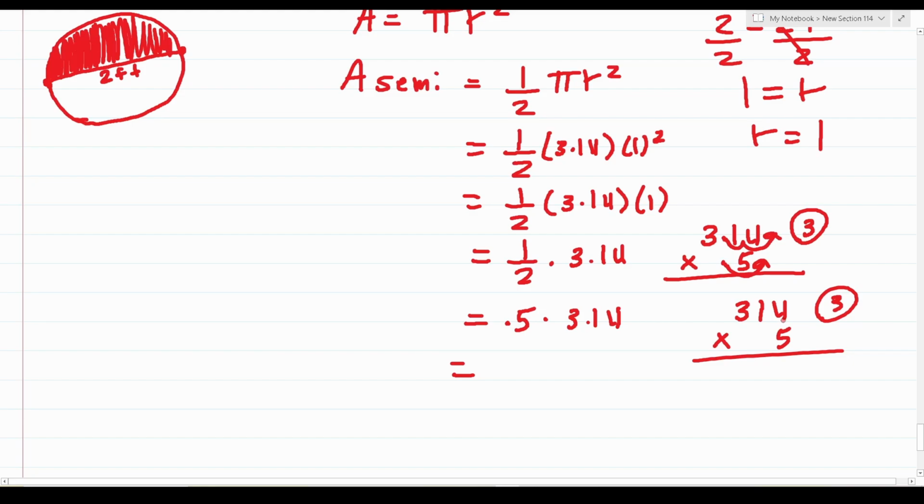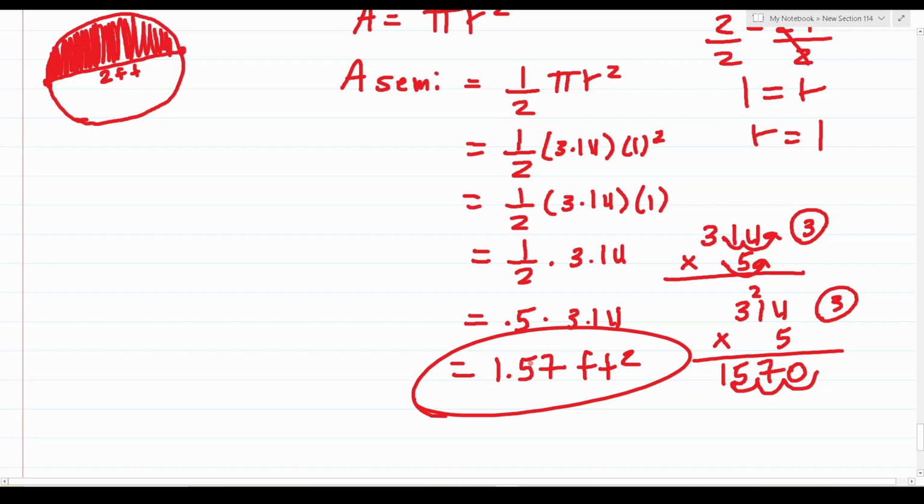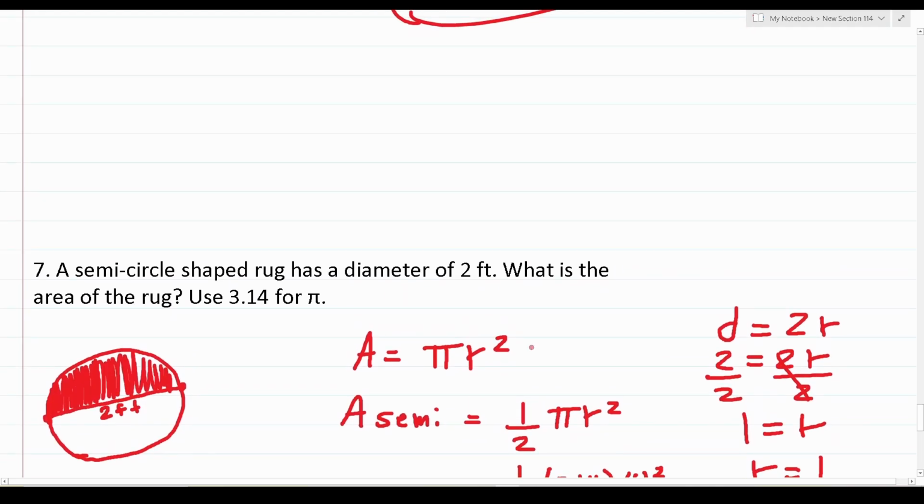Once I work this out without decimals, I'm going to take my decimal place and move it 3 times to the left. All right, so 4 times 5 is 20. Carry a 2. 5 times 1 is 5 plus 2 is 7. And 3 times 5 is 15. Bring our 3 decimals back in. 1, 2, 3. So we can see that 0.5 times 3.14 is going to be 1.57. So the area of our semicircle is 1.57, and this is going to be feet squared. All right, so that is that one.